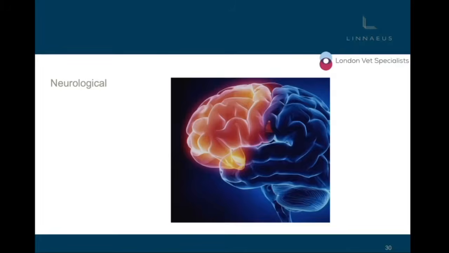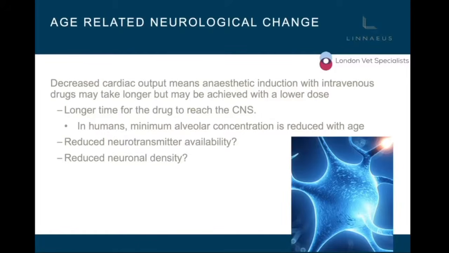Next, we'll consider the neurological system. So with age, the neurological system changes in that the brain mass becomes less as well. So we have fewer neurons. They may have reduced neurotransmitter availability. So generally the brain is quieter, and there are not as many neurons firing. And in respect to anesthesia, this means that they may have a more pronounced effect to the same drug dose.